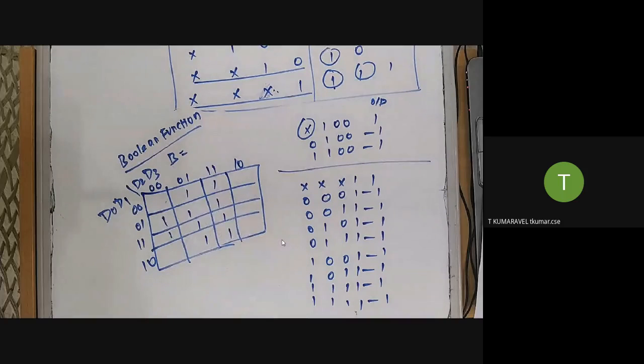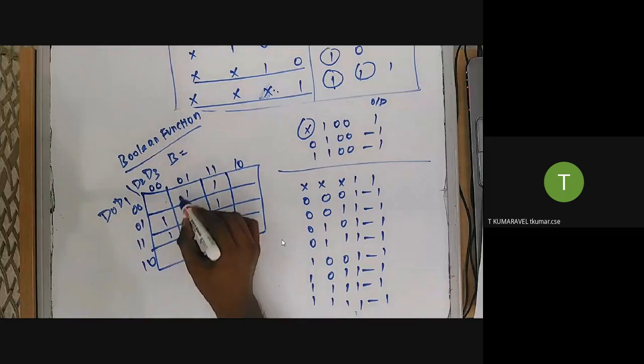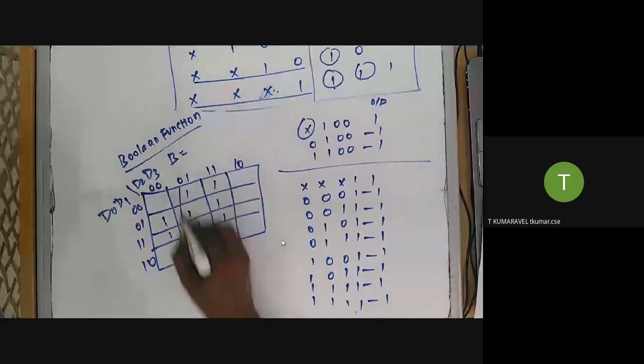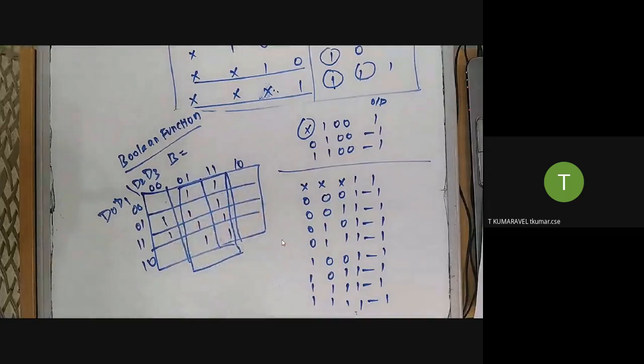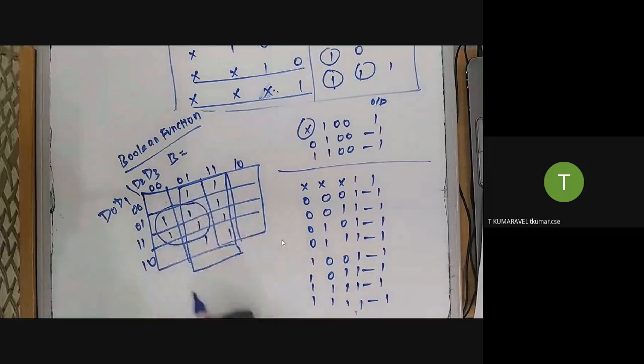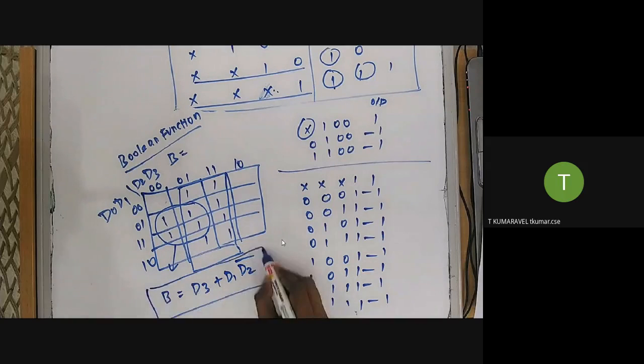Now, after successfully filling up the table, you want to minimize it. How do you do that? You want to perform grouping. Grouping of 16 is not possible. The next grouping is called an octet grouping. It is possible. What about the rest of the cases? Here I can form a quad grouping. If you minimize that equation, you get D3 plus D1 D2 bar. Do you have any queries?